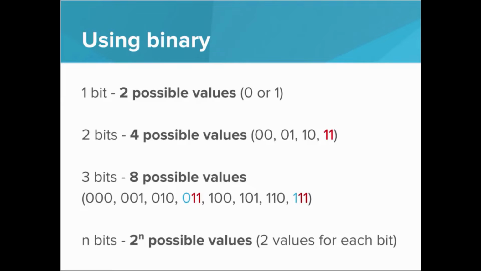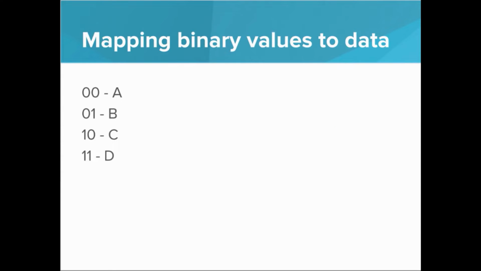But how does that actually turn into the songs or the text that we're reading? Well, all we have to do is define a mapping that maps each possible binary sequence into the actual data that we want to represent. We simply create a table that says, hey, this binary sequence, when read, should be interpreted as this data that I actually want to encode.